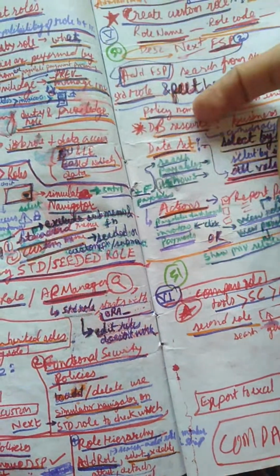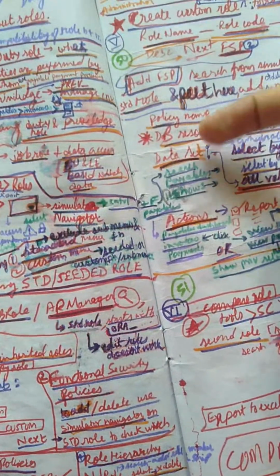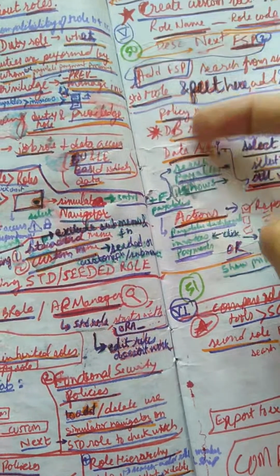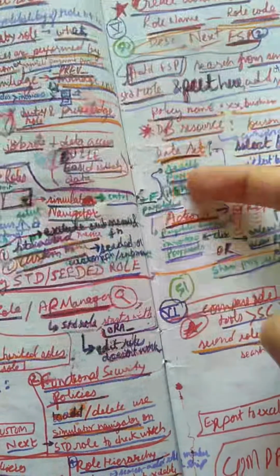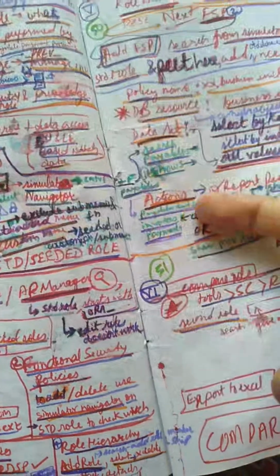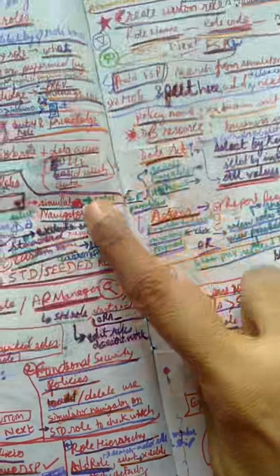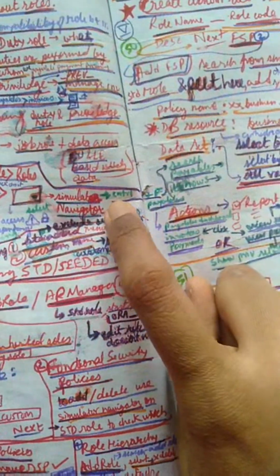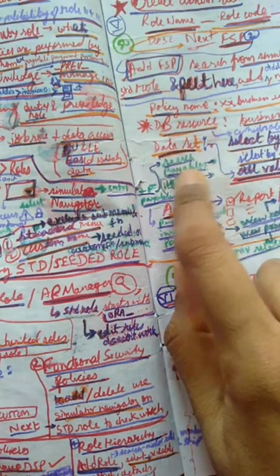So the hierarchy is like this: the job role and the data role. Data role comprises a job role and data access. A job role comprises duty roles and privileges. So once I click on the simulator navigator, a new window opens. We'll do a control F and search for, let's say, payables.